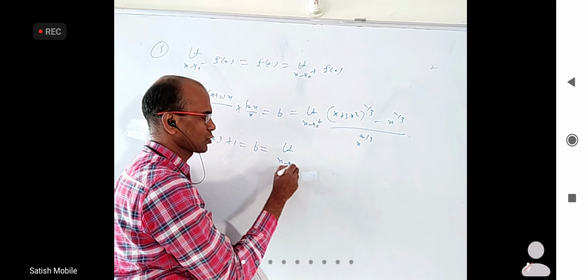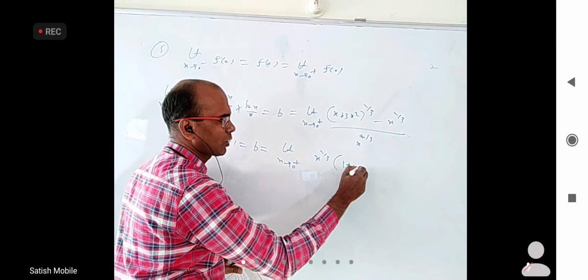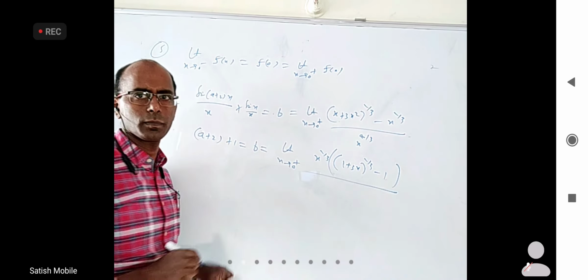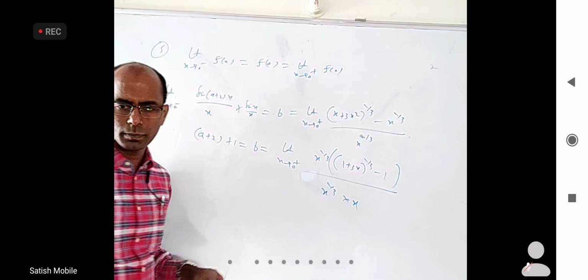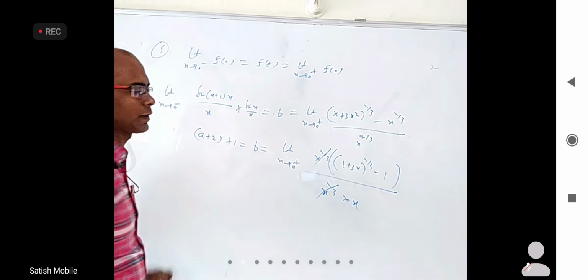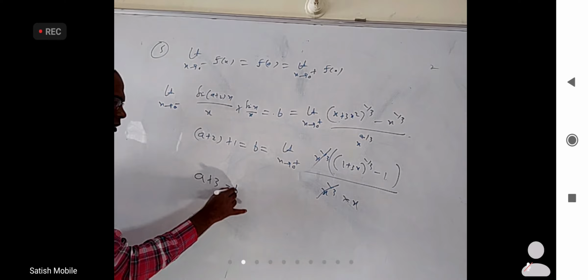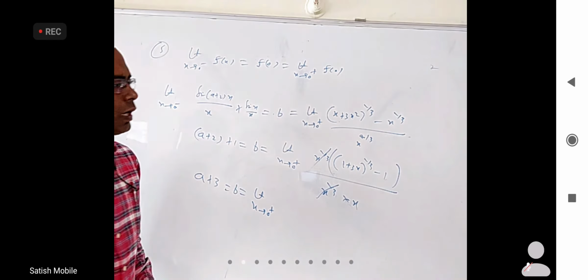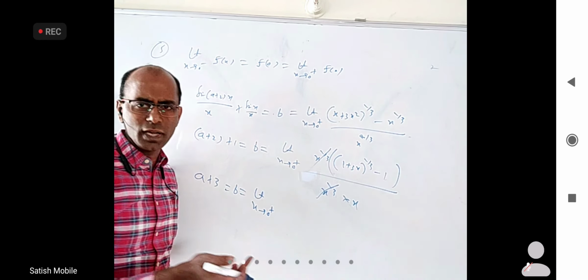Limit x tends to 0 plus. If I take x power 1 by 3 common, I will get 1 plus 3x whole power 1 by 3 minus 1. X power 4 by 3, I can write as x power 1 by 3 into x. Cancel x power 1 by 3. So this is a plus 3, this is b. This is limit x tends to 0 plus. How to deal with this? I can rationalize it. If it is square, easy. If it is cube also, I can rationalize it.